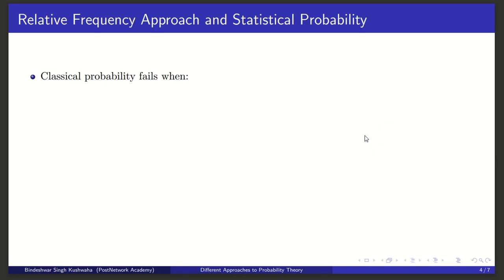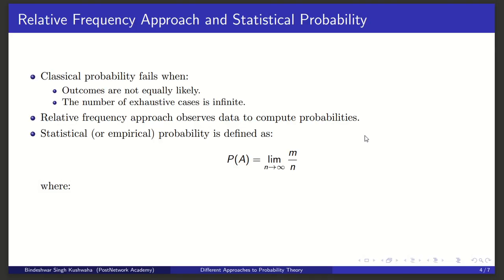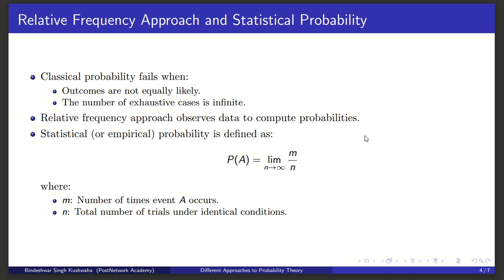So classical probability fails when outcomes are not equally likely or the number of exhaustive cases is infinite, and the relative frequency approach observes data to compute probabilities. It is defined as the probability of event A equals the limit as n tends to infinity of m upon n, where m is the number of times event A occurs and n is the total number of trials under identical conditions. So it is a little bit of modification in the classical probability definition.